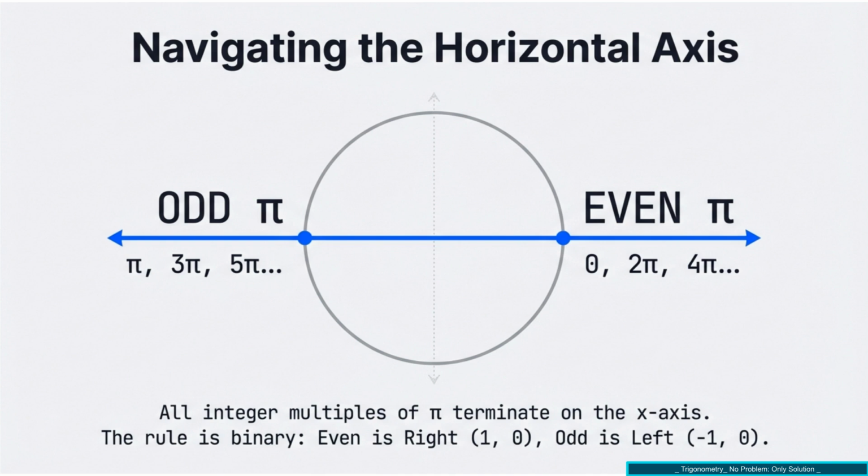Navigating the horizontal axis uses a binary rule. All integer multiples of pi terminate on the x-axis. Even multiples land on the right at (1, 0), and odd multiples land on the left at (-1, 0).